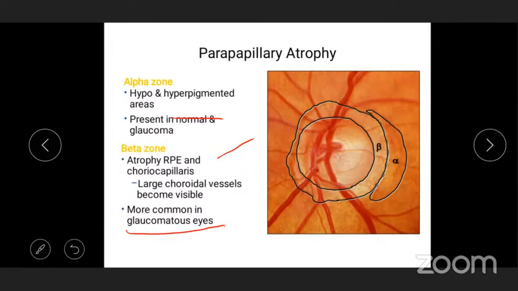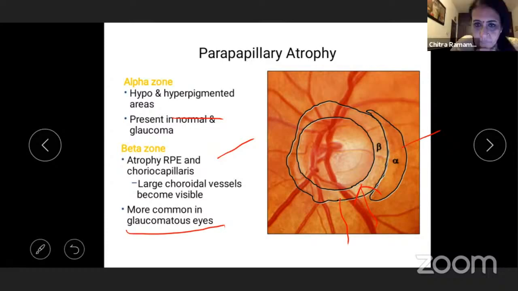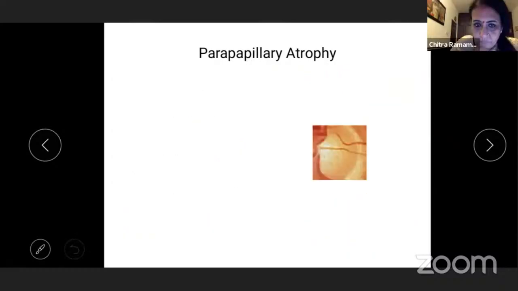And the third one, it is the one closer to the disc. As you can see, it is closer to the disc margin. The alpha one is away from the disc margin. So the third B is besides the disc. So the third B of beta zone is besides. So the 3 B's are beta, beware, and besides. Remember this, the deeper atrophy such that the choriocapillaris become easy.